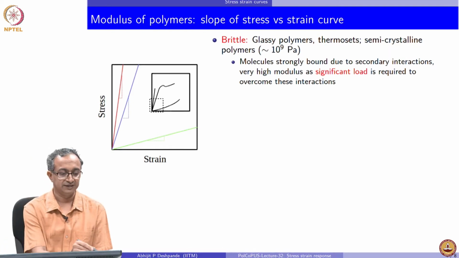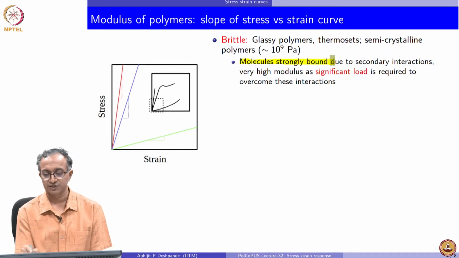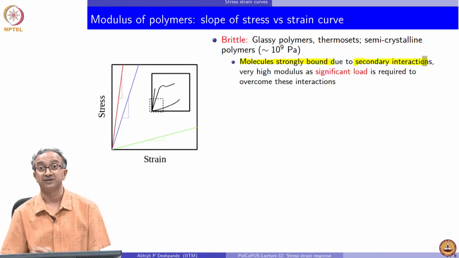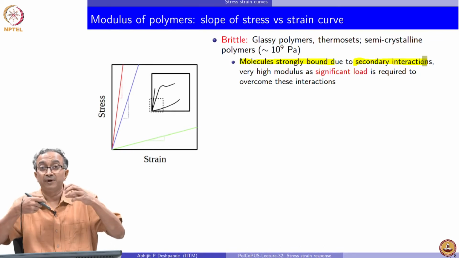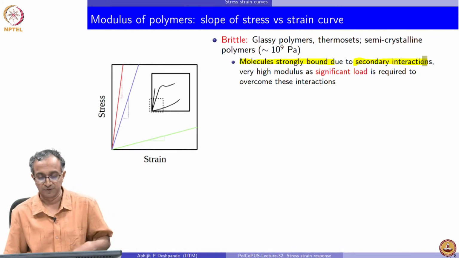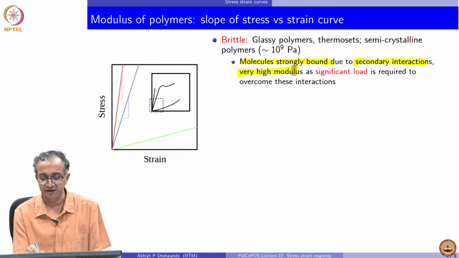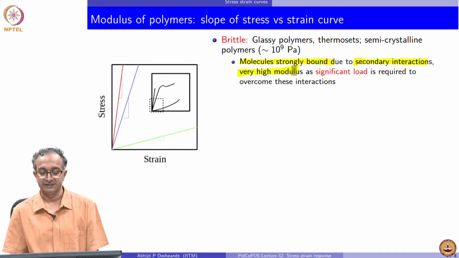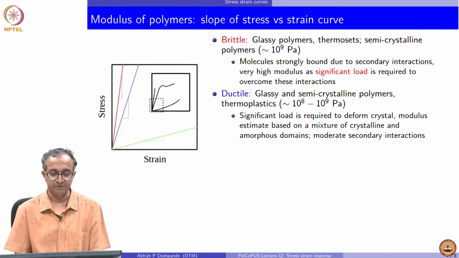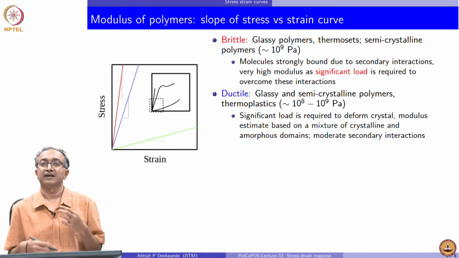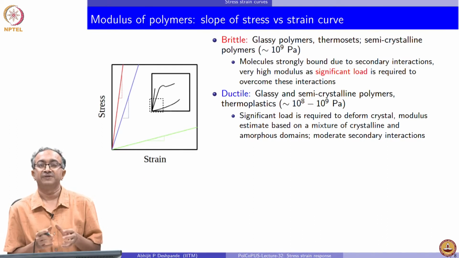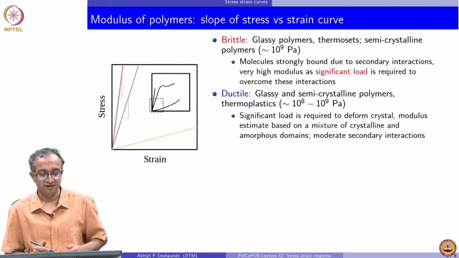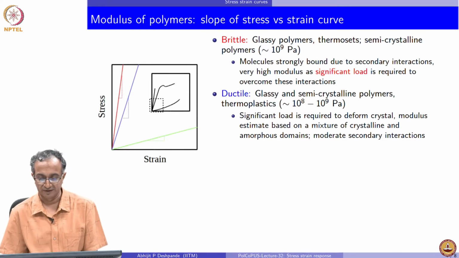And so, for glassy polymers, the molecules are strongly bound due to secondary interactions, and that is why to stretch the sample to pull molecules apart from each other, we have to apply a lot more force. And therefore, a very high modulus is present in this case to overcome these interactions. In case of glassy and semicrystalline materials which show ductile behavior, quite often the secondary interactions will be weaker, and therefore the modulus may be slightly smaller.